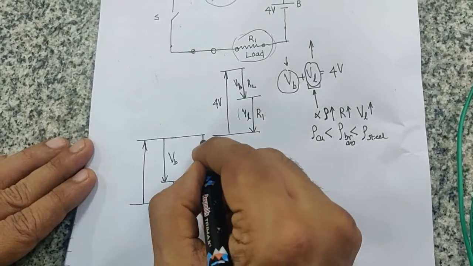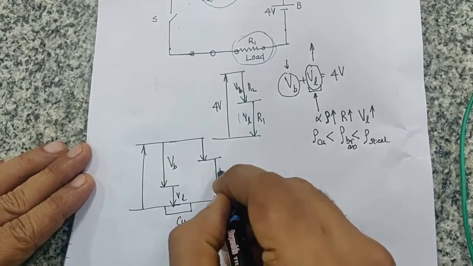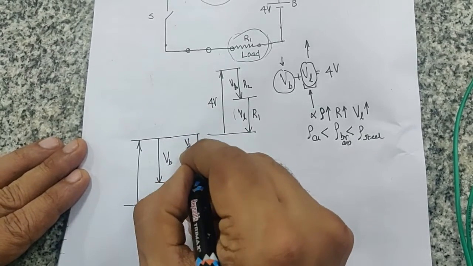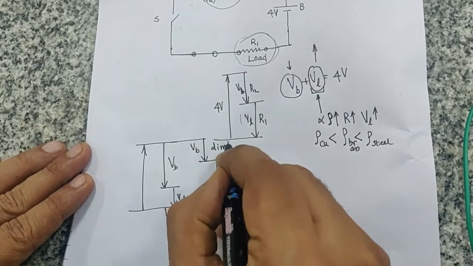In case of steel, this would be the story, that the loss across your load wire would be very high. So across your bulb, the potential difference is less. So this is dim and this is bright.